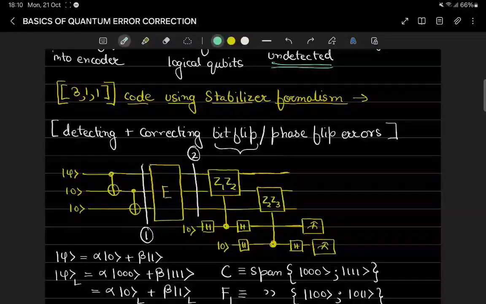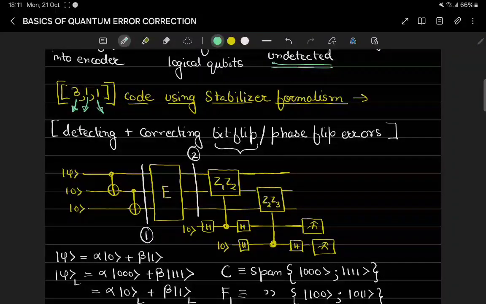Welcome to this video. In this video, I will be talking about the bit flip code and how it corrects errors of bit flip error in qubits. So the idea is it's a 3-1-1 code. So inside the encoder, I get 3 physical qubits, and there is one logical qubit that I am encoding into, and it cannot detect single errors even.